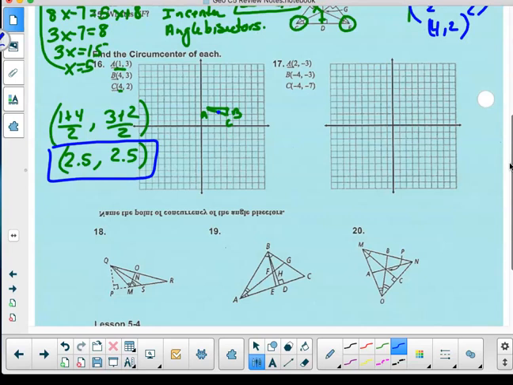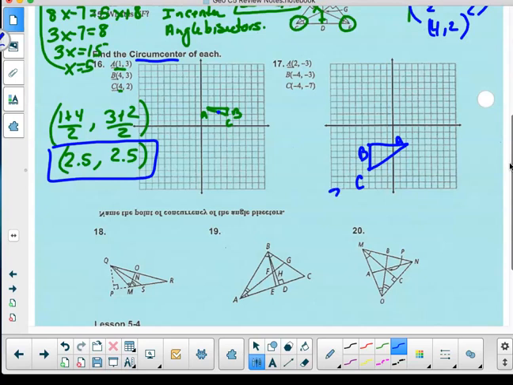Let's do that in 17. So 2, negative 3 is A. Negative 4, 3 is B. And then I got negative 4, negative 7 is C. I have a triangle and I'm looking for a circumcenter, and the midpoint of the hypotenuse of a right triangle is the circumcenter.